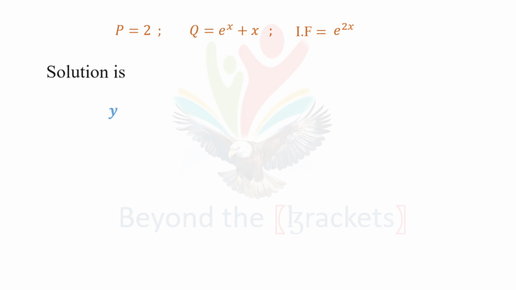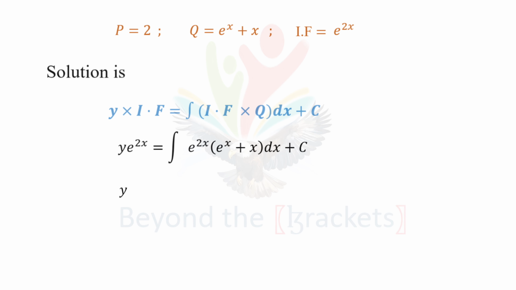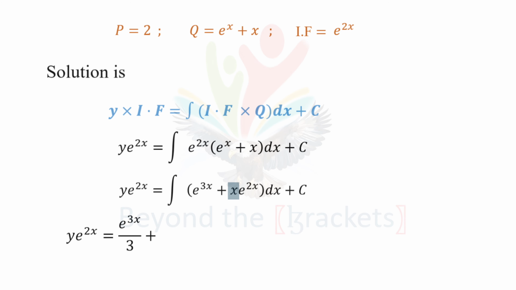Solution is y into integrating factor is equal to integration of integrating factor multiplied by q with respect to x plus c. Substitute the values of q and the integrating factor. Integration of e power 3x plus x e power 2x with respect to x. Integration of e power 3x will be e power 3x by 3. For the second term, x and e power 2x both have x, so we use integration by parts.